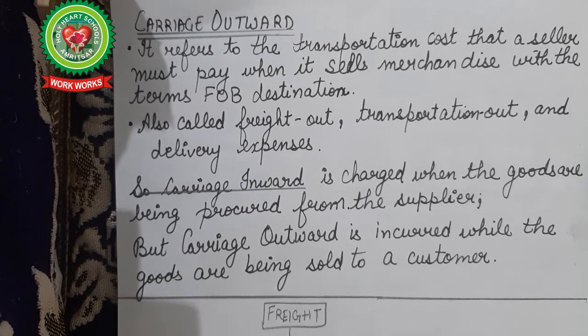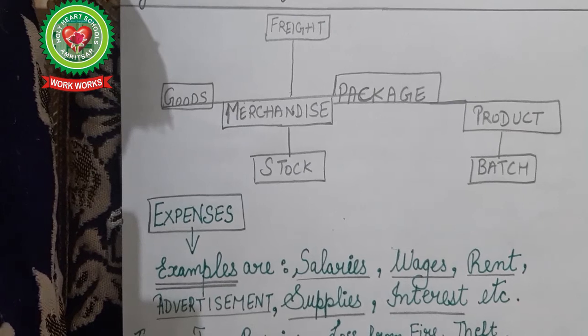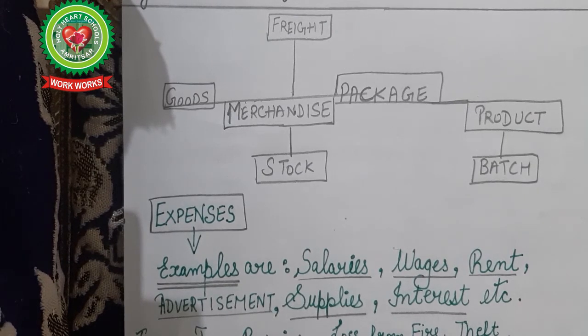So carriage inward is charged when the goods are being procured from the supplier. Carriage outward is incurred while the goods are being sold to a customer. So inward means when you are purchasing goods and outward means when you are selling goods. Let us see on what freight is incurred. Why do we incur freight?